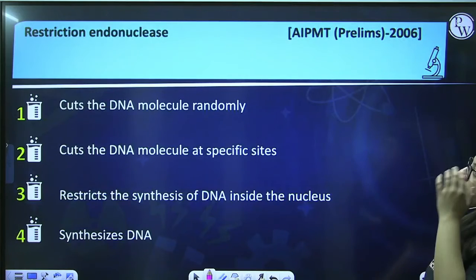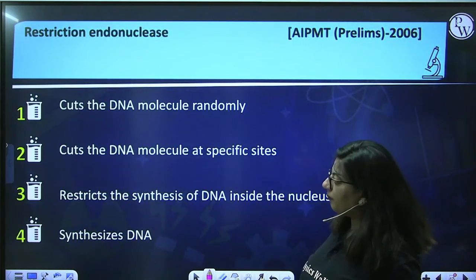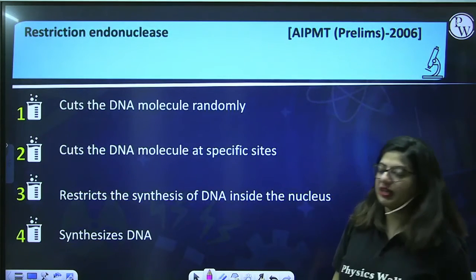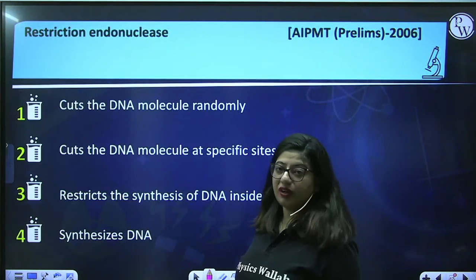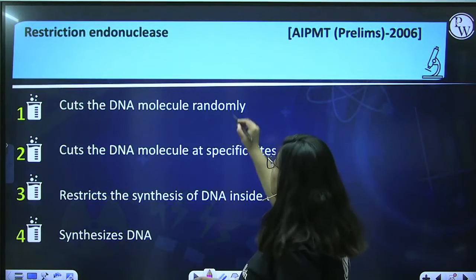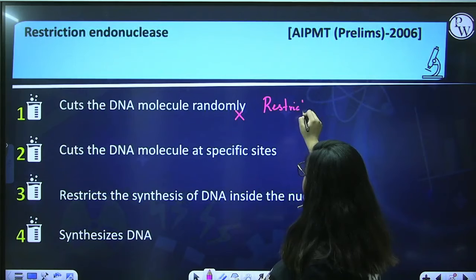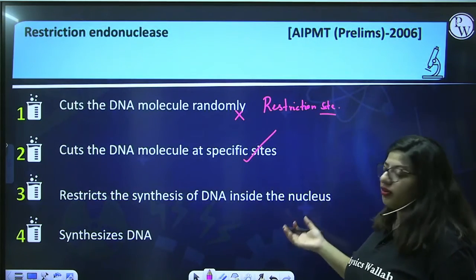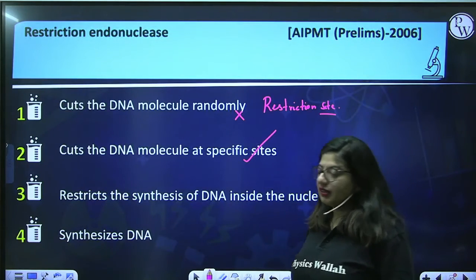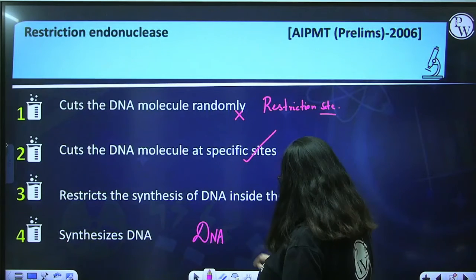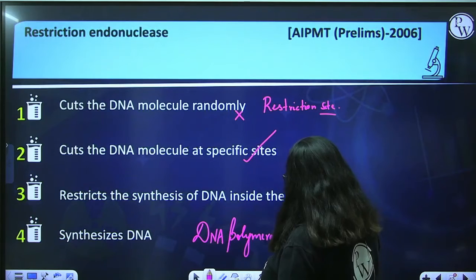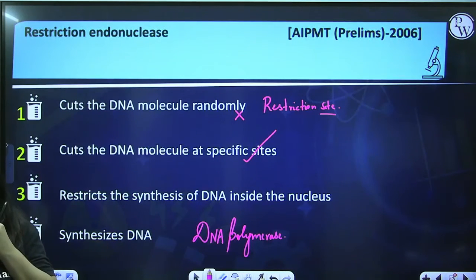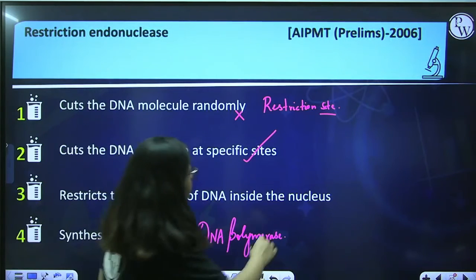Next question. Restriction endonuclease cuts the DNA molecule randomly; second option, cuts the DNA molecule at a specific site; third, restricts the synthesis of DNA inside the nucleus; fourth, synthesizes DNA. The first one says this enzyme can cut DNA at any site. This is absolutely wrong. It only cuts at a restriction site, a recognition sequence. It cannot cut anywhere. Cutting the DNA at a specific site is very true. It does not restrict growth, it's just for cutting, and it does not synthesize DNA. The function of DNA synthesis or replication belongs to DNA polymerase, and the most common one used in recombinant DNA technology is DNA polymerase 1. So the answer to this question is 2.